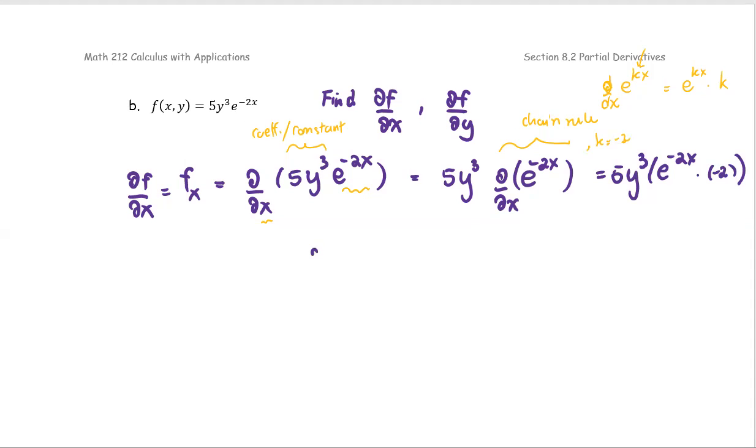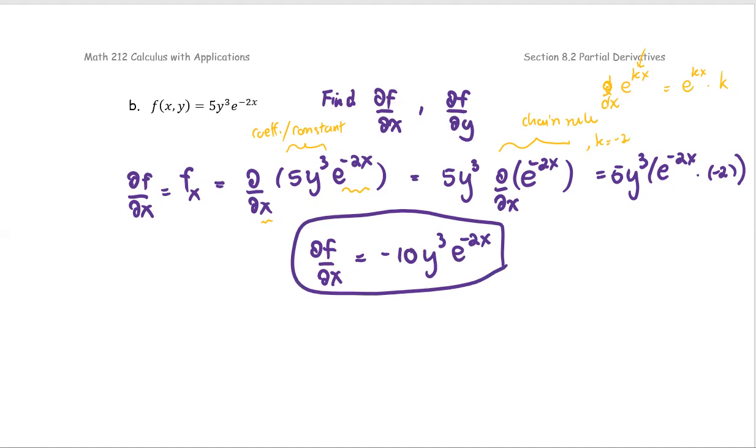And then rewrite it, simplify it into a nicer form. So the first partial derivative with respect to x equals 5 times -2, that is -10, times y to the third times e to the negative 2x. Okay, so that is the first part of the problem. So we got this one done.